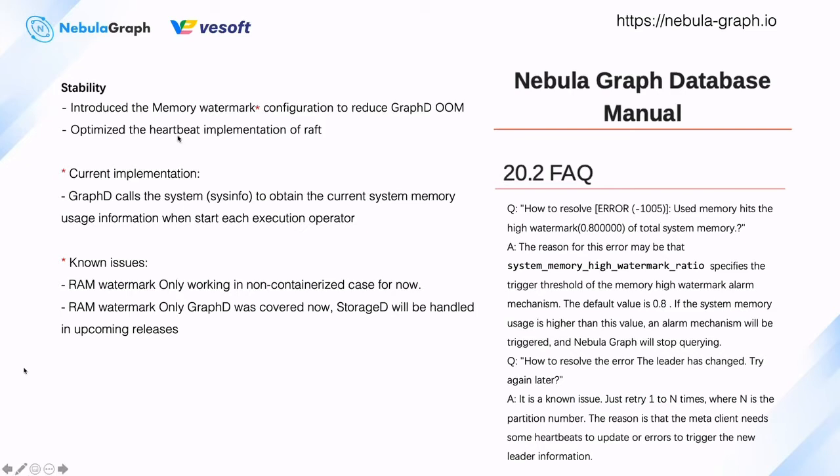The next one is that we optimized the heartbeat implementation of Raft, so it's not impacting our user face. And there are some other small scalability improvements which we didn't highlight here. Also for common issues, you may refer to the documentation. There is also a PDF edition of this doc. There is an FAQ section. You can refer to that first in case some issue happens.